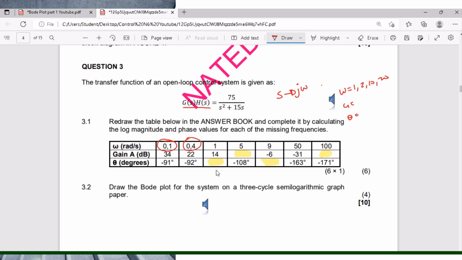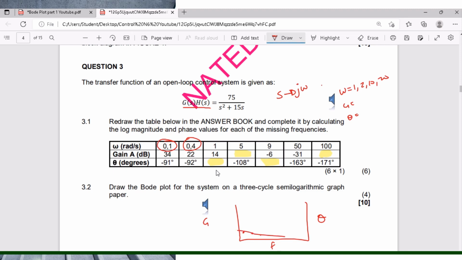Then after that, draw the Bode plot for this system. Drawing a Bode plot, you'll have a graph paper with all the values. Then you'll have gain, phase. Remember, this is frequency. So you just check, for example, when frequency is 0.1, your gain is 34. You check 0.1, 34, you plot. 0.4, 22, you plot, then you combine them.